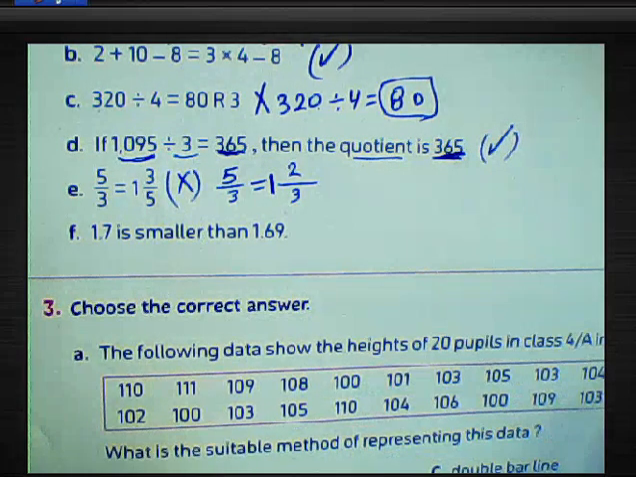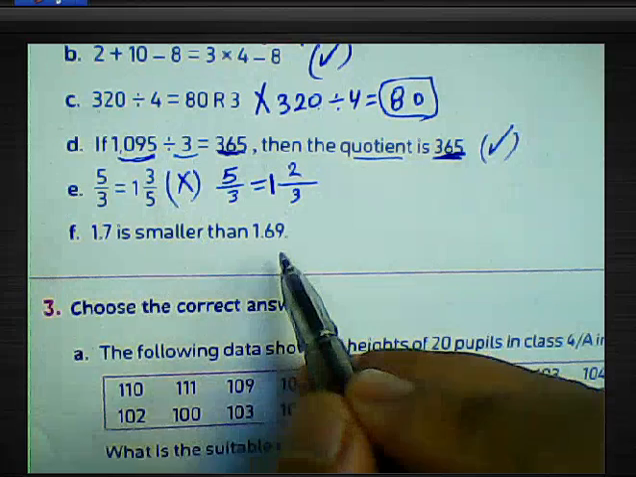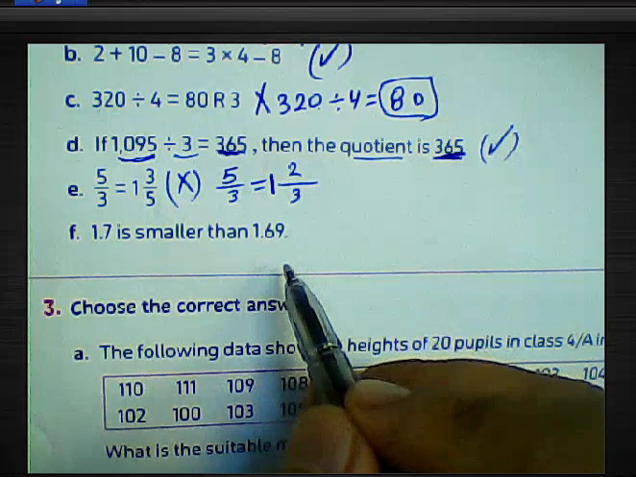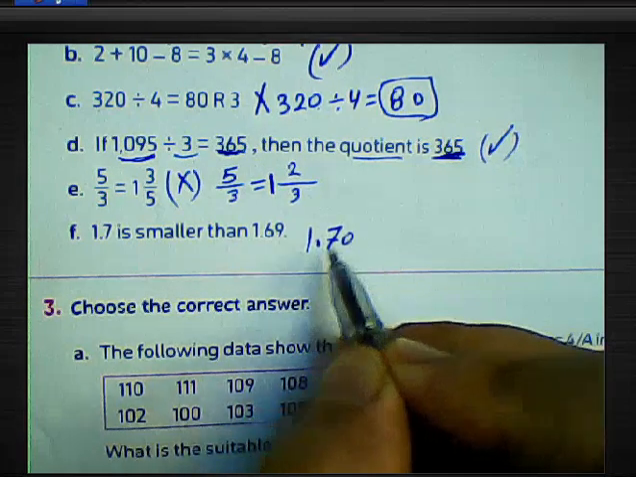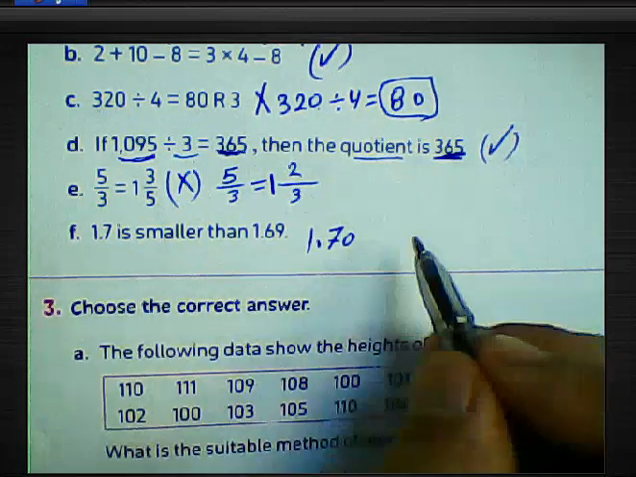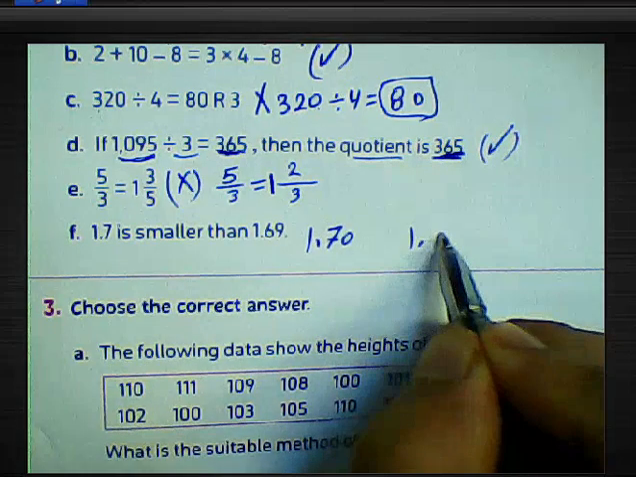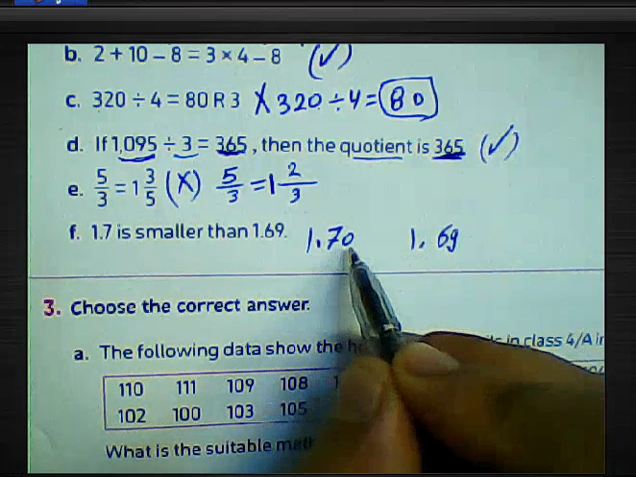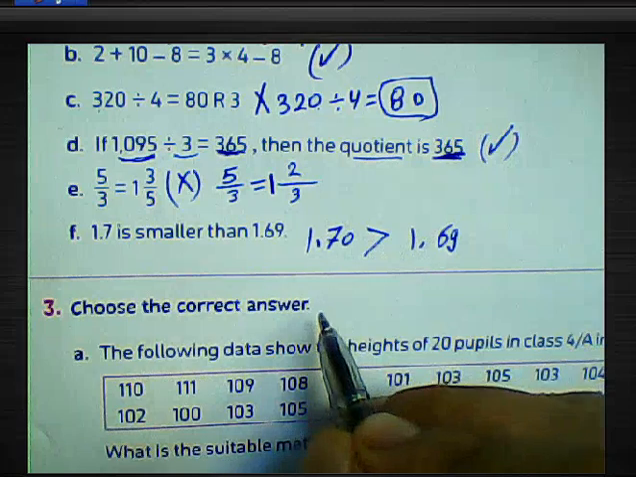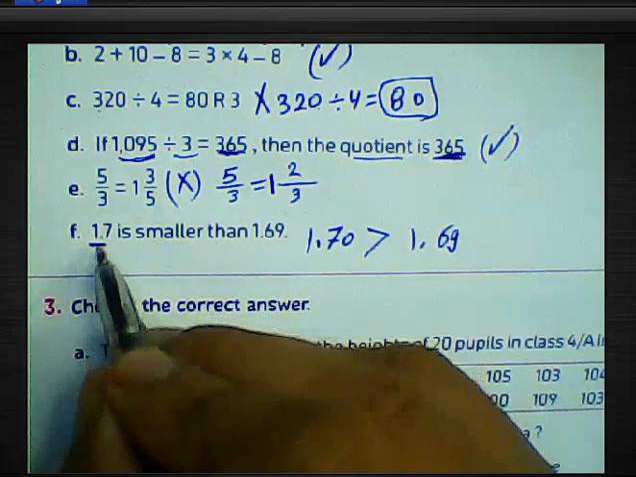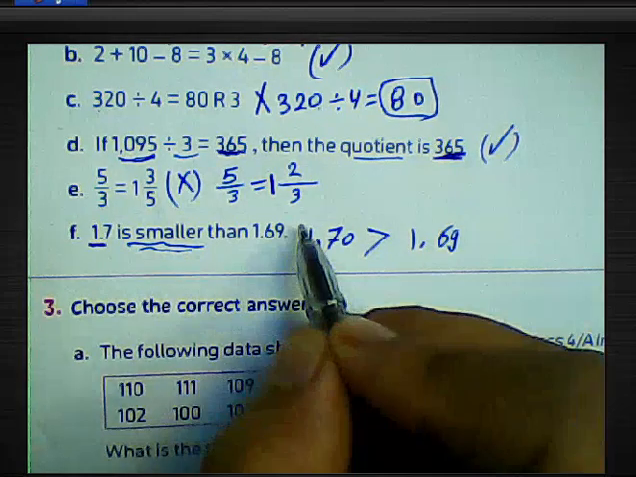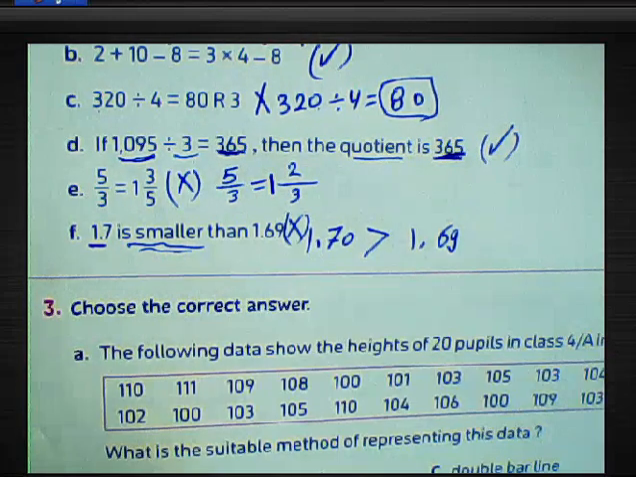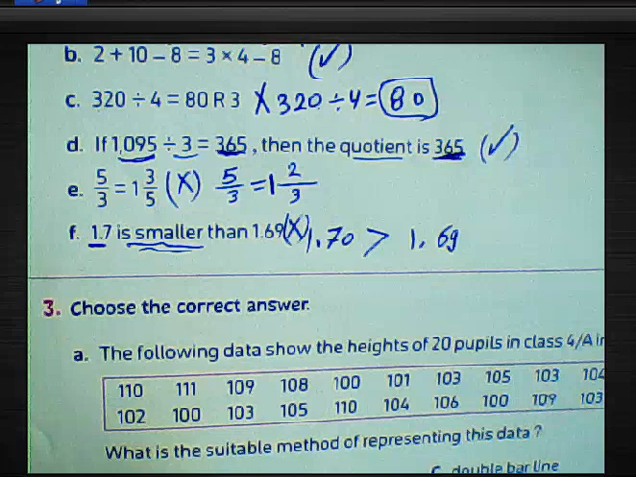1.7 is smaller than 1.69 hundredths. No, because if we compare 1.7 and 1.69, we must put a 0 here. It will be more than. So 1.7 is greater than, not smaller than. We must put false here. It's okay.